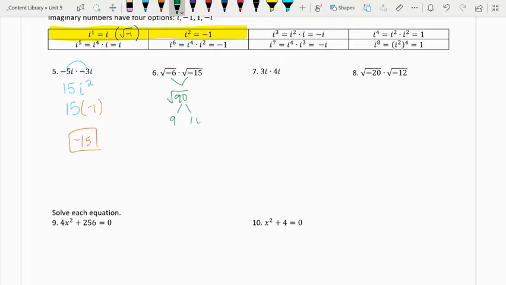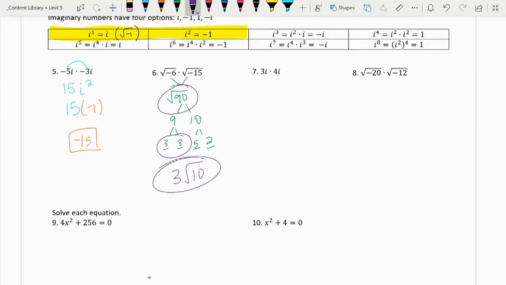Now we have 9 times 10, 3 times 3, 5 times 2. If we rewrite this, we have 3 and then 5 and 2 on the inside. Notice how I did not have an i. That's because there is not a negative underneath the square root here, so we can leave it just like this.